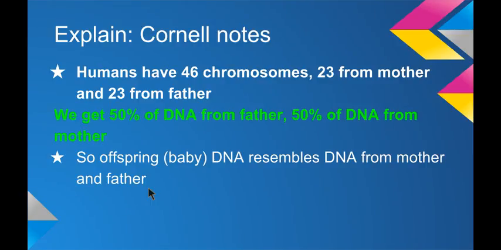Offspring, or babies, have DNA that resembles both the mother DNA and the father DNA, or the maternal DNA and the paternal DNA. You guys have seen this happen before. You have some traits that are similar to your mom and some traits that are similar to your dad. That's because you get half of your genes, half of your DNA from your mother and half from your father. This is true of all organisms that reproduce sexually.